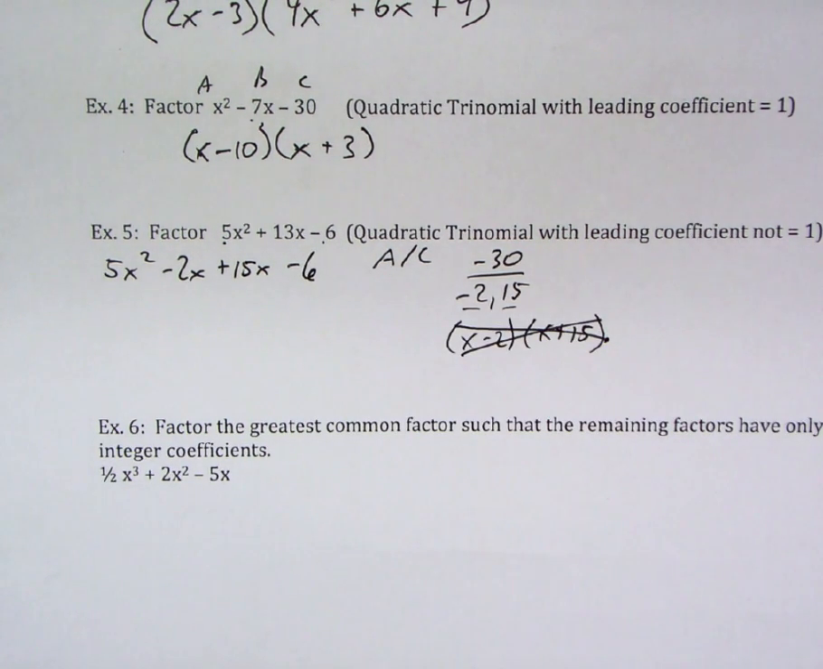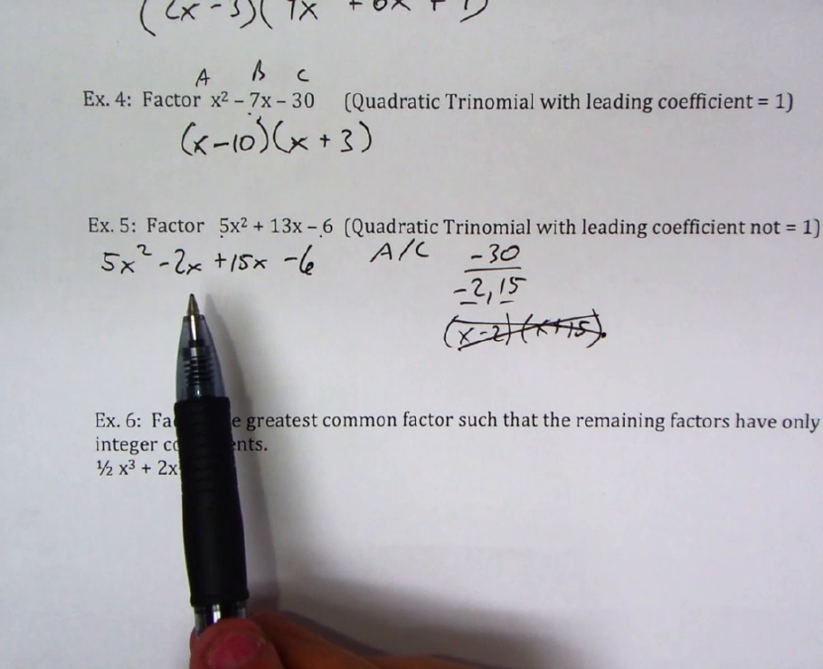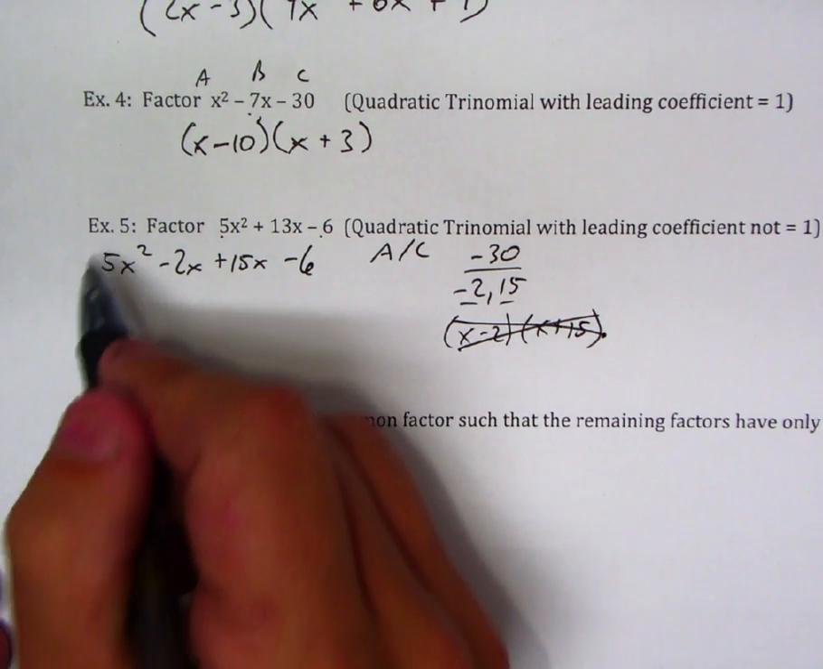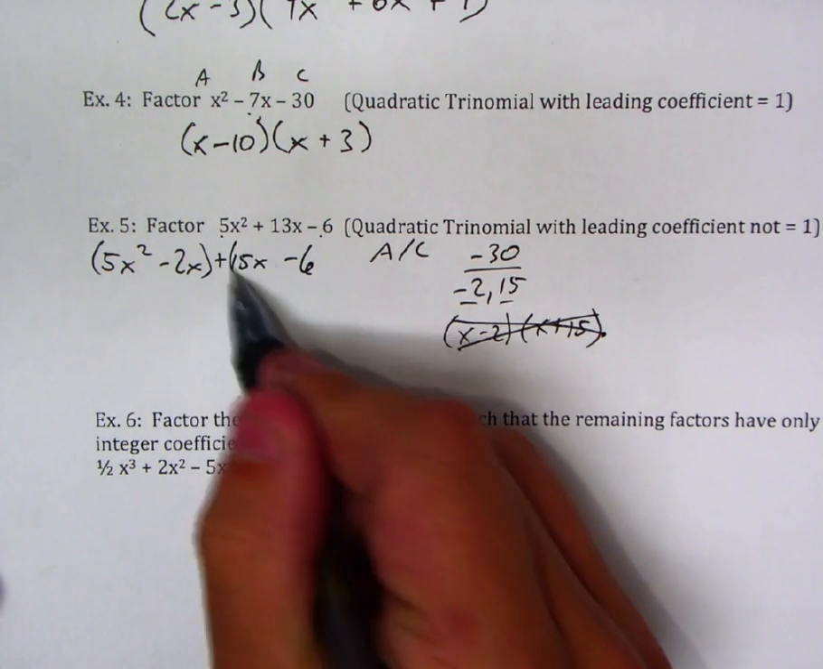Next, what I'm going to do is a process called factor by grouping. Factor by grouping is when you have 4 terms: 1, 2, 3, 4 terms. Hopefully you learned this in Algebra 1. If not, it's not a huge deal, but here's how it works. We're going to group the first 2 terms and group the second 2 terms.